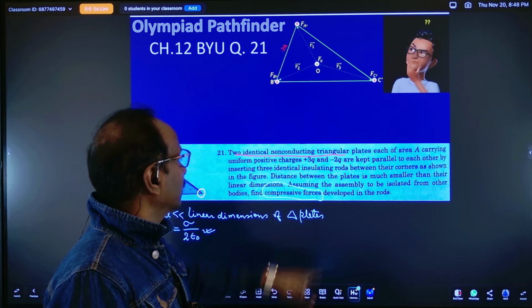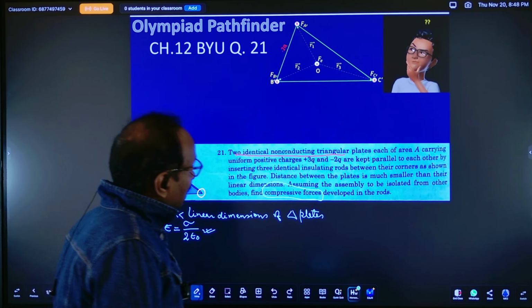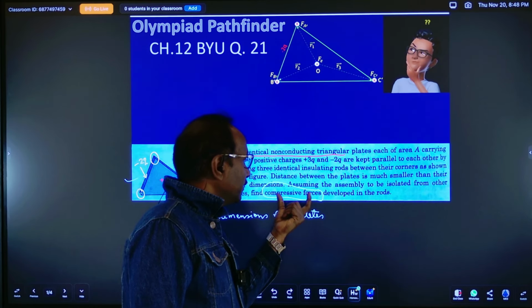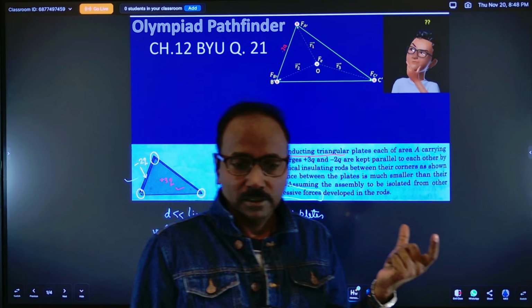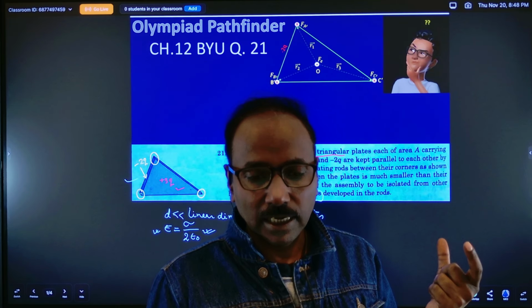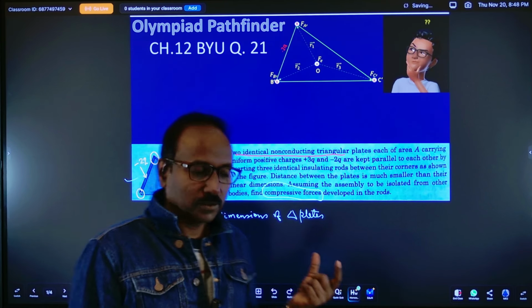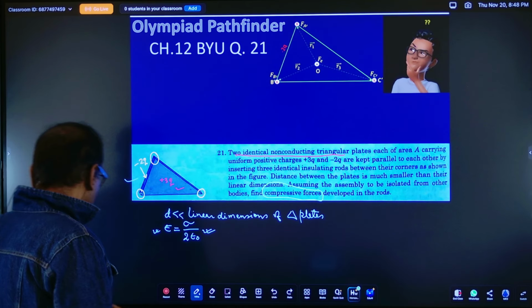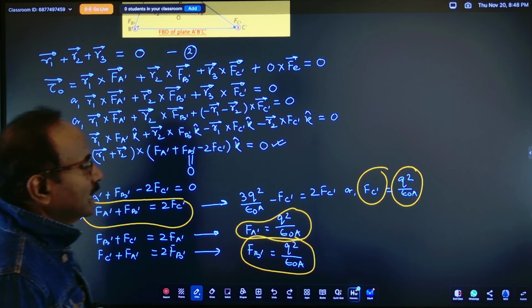Find compressive forces developed in the rods. One thing you should notice, here it is writing compressive forces. It is not writing that you should get only the magnitude. So direction also is important for it. So when you give the answer, your answer should be Fc prime.